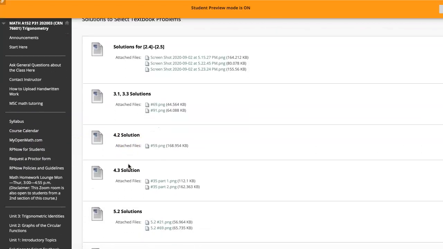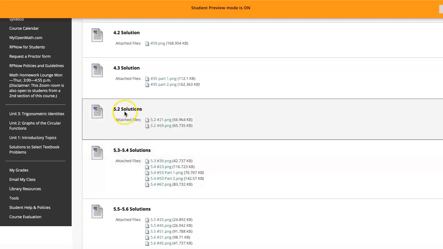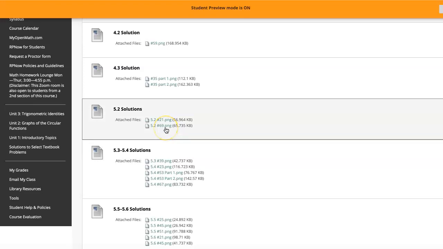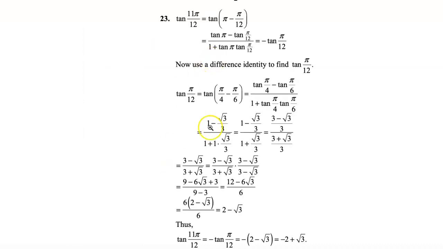And so when you go into this section, you'll see that there are solutions from 5.2, 5.3, 5.4, 5.5, 5.6. Select problems have solutions available to you online. So what you'd want to do is try the problems for yourself first, and then if you get stuck or after you think you've done it correctly, then you can come and find those problems in this section and you can see what a solution might look like. So it's all written down for you and you can take a closer look.